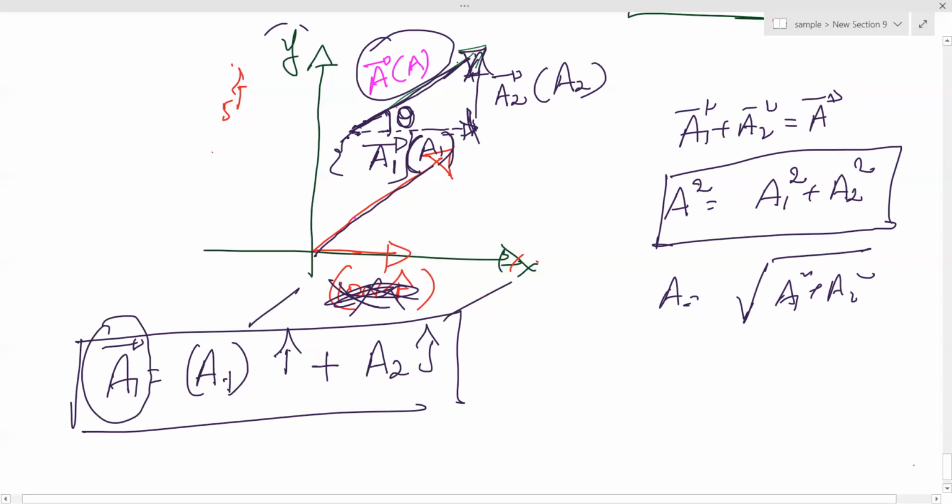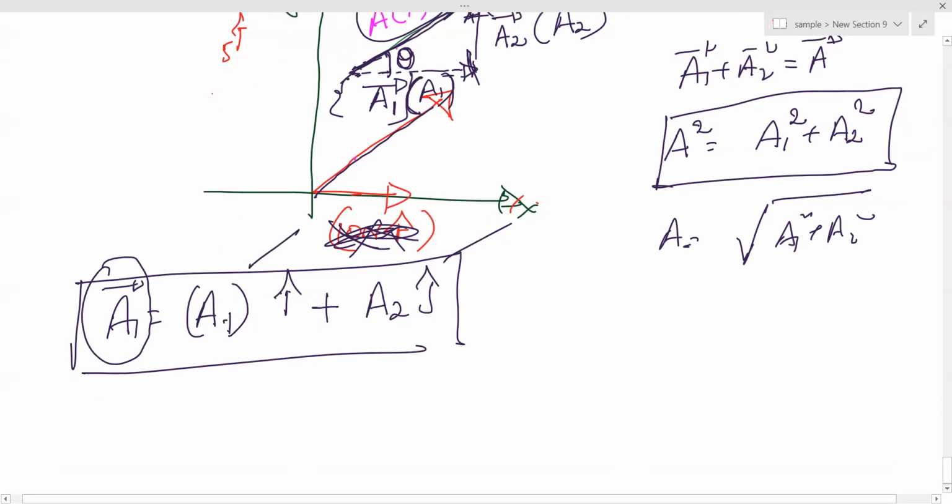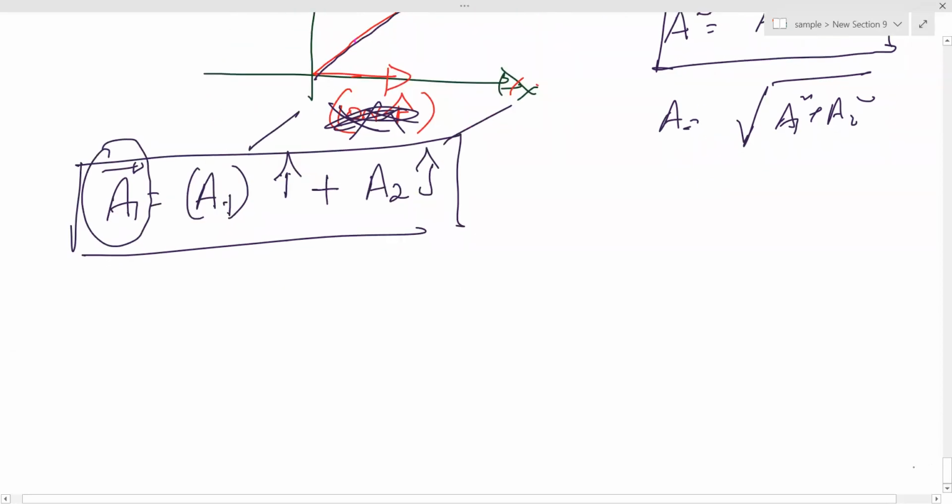So we can represent any vector in terms of I cap, J cap, unit vector terms. Not only I cap, J cap; here it is only one plane. If the vector is in a three-dimensional plane, you will get something into I cap plus something into J cap plus something into K cap.